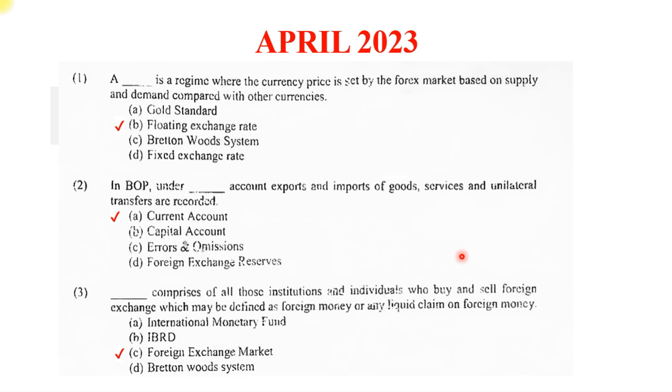In BOP, under dash account, export and import of goods and services and unilateral transfers are recorded: the answer is current account. Dash comprises all those institutions and individuals who buy and sell foreign exchange, which may be defined as foreign money or any liquid claim on foreign money. The answer is foreign exchange market.